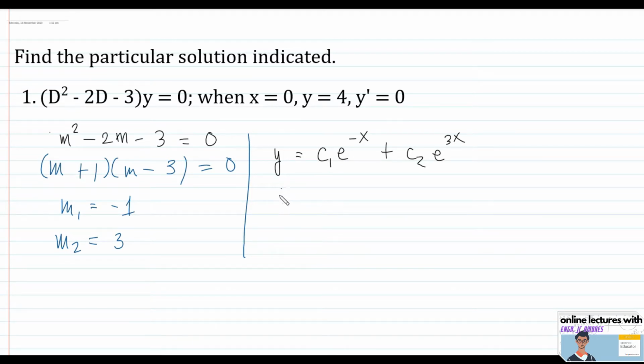So let's substitute y for 4, and then c sub 1 e raised to 0 plus c sub 2 e raised to 3 times 0, which is still 0. So we have the equation. e raised to 0 is 1. So 4 is equal to c1 plus c2. This will be your equation number 1.